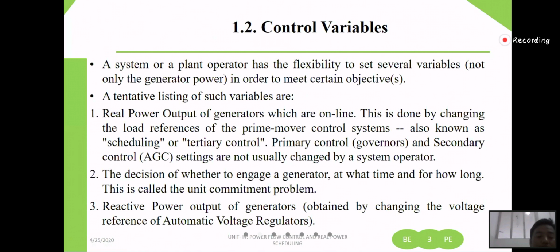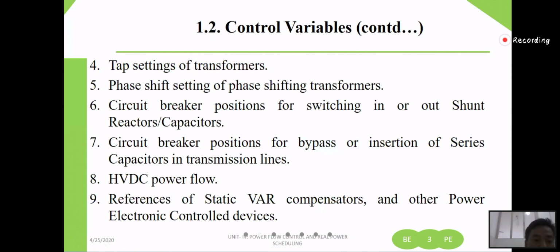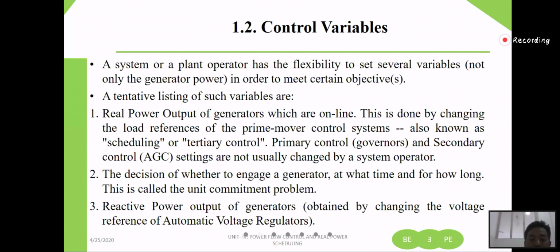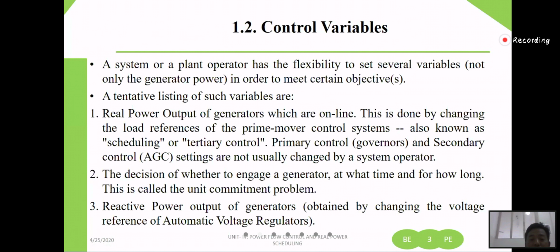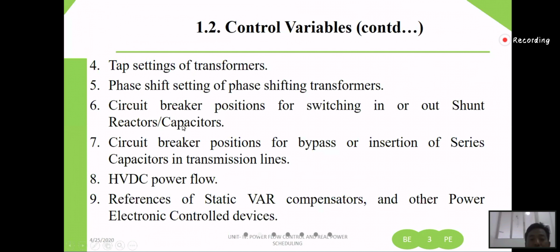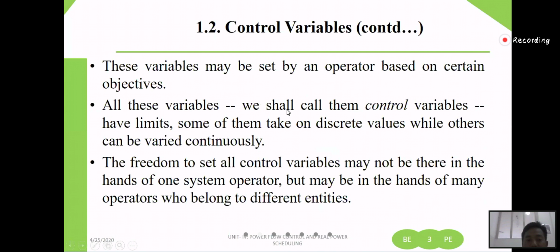Tentatively I have listed 9. These are the basic main control variables. We call them control variables because their values can be set by the operator. But the operator should not set them blindly based on cost. We have to know that these control variables will be set by the operator based on certain objectives to be fulfilled.